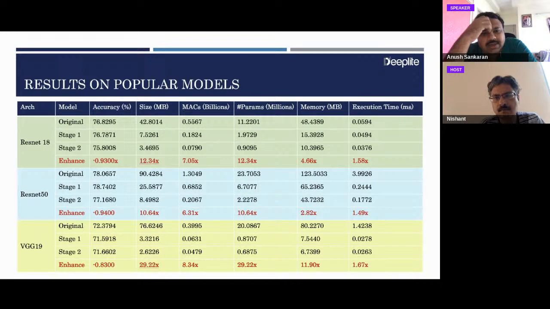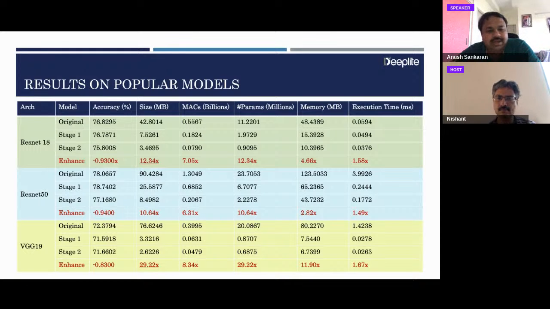Focus on ResNet 18. The original size of the model was 42 MB. The stage 1 compression produced a model of size 7.5 MB, and stage 2 produced a model of size 3.4 MB. So that is what we're trying to achieve. Stage 1 is sort of a coarse exploration where we try to do one quick round of optimization, and stage 2 is more of a deep search where we do annealing to try to compress the model further within the same thresholds of accuracy that we have.